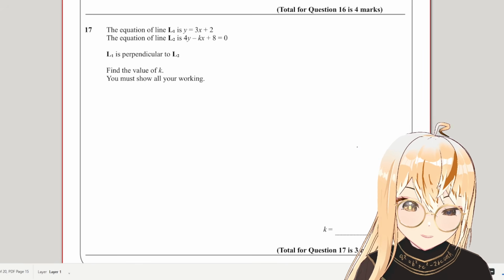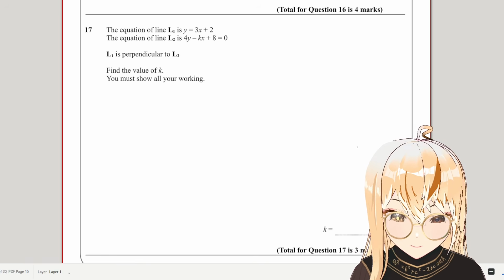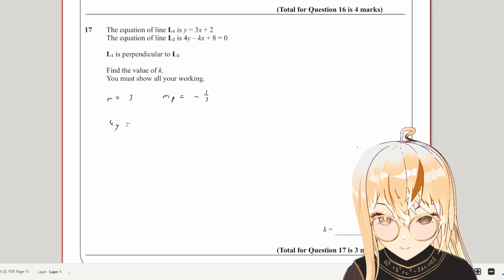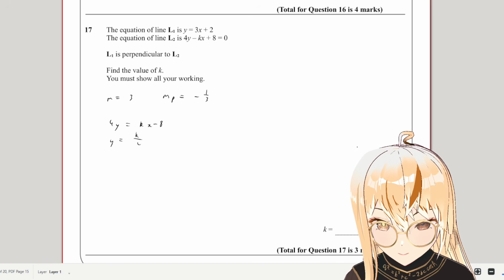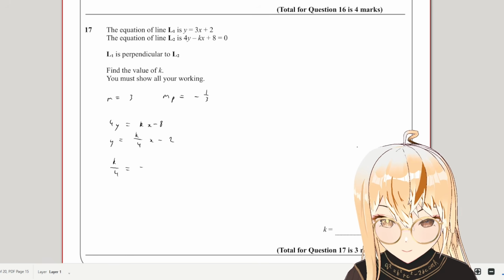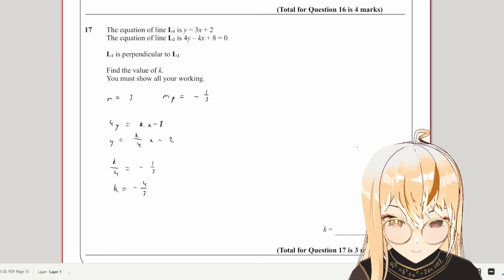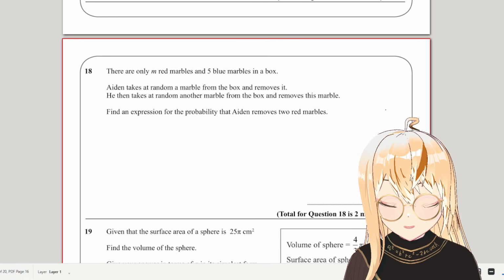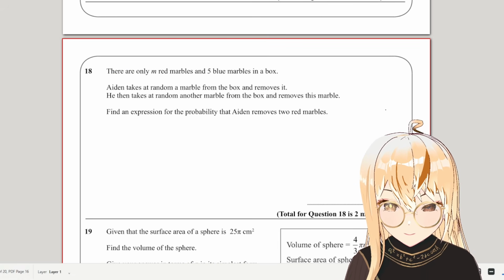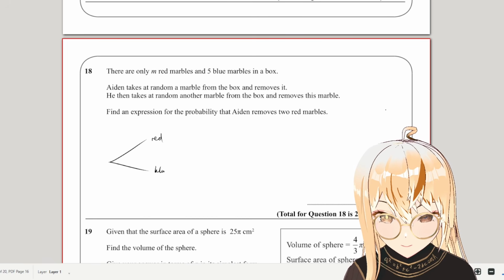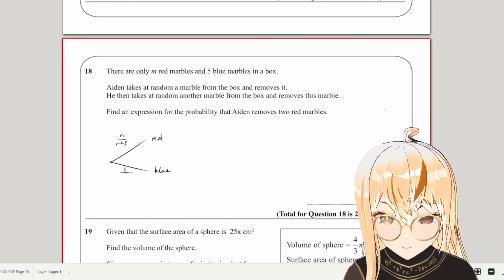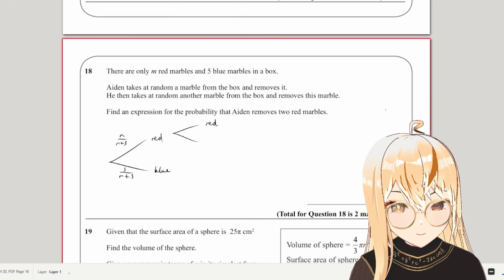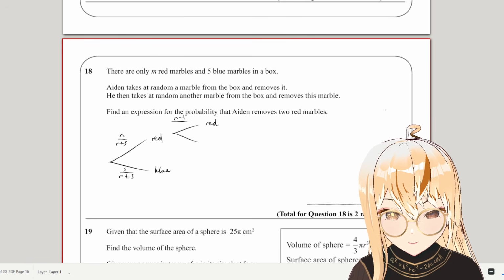If they're perpendicular, you know that's the negative reciprocal. You can draw a tree for this if you like. Since we already removed the red marble, there will be one less red marble, and then the total will be reduced by 1 too.